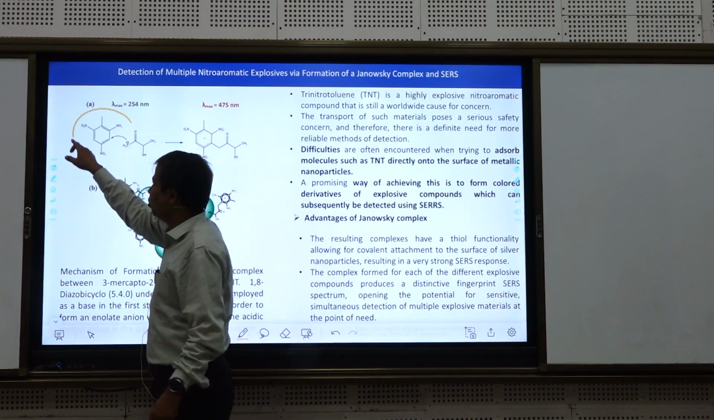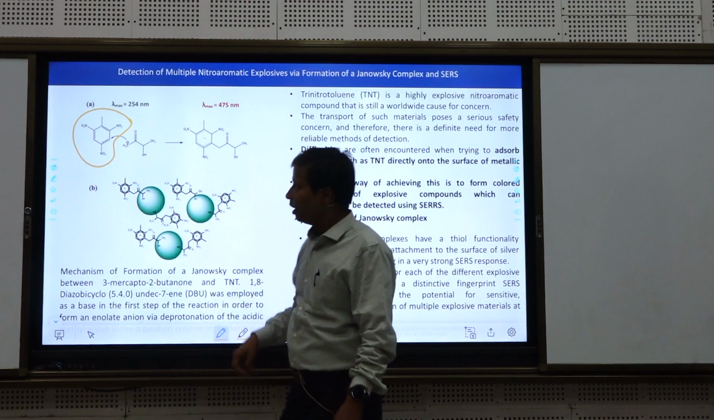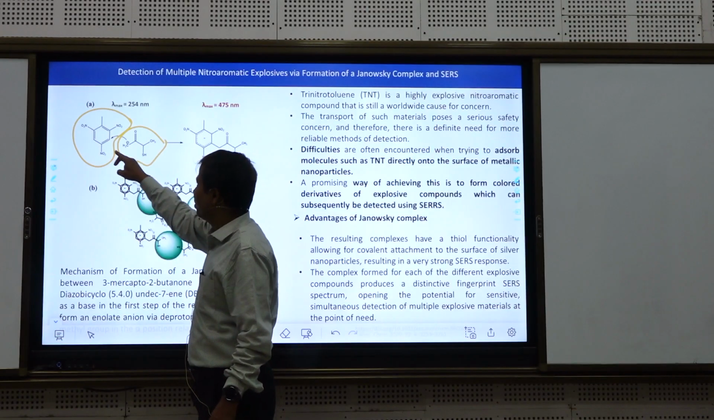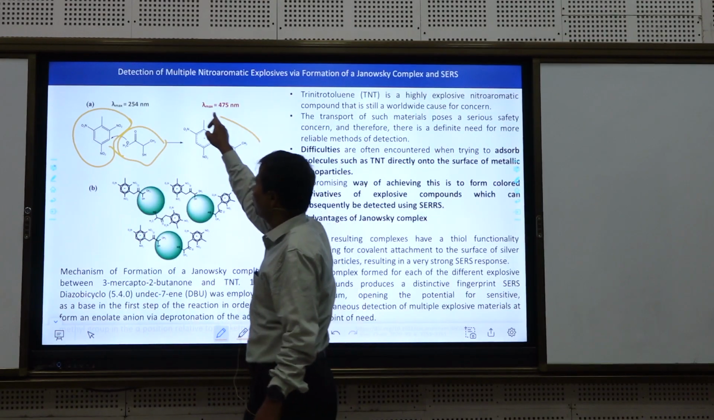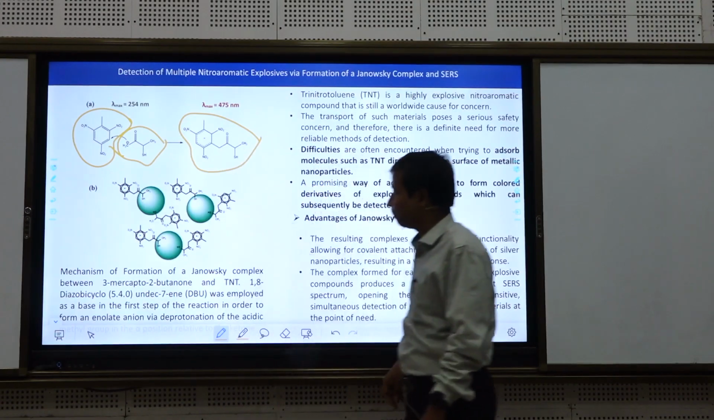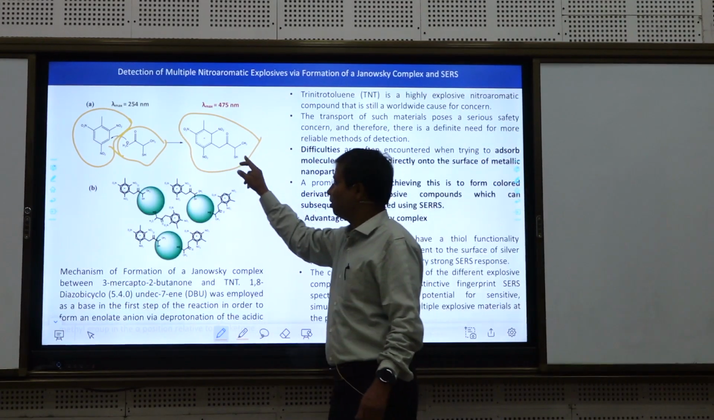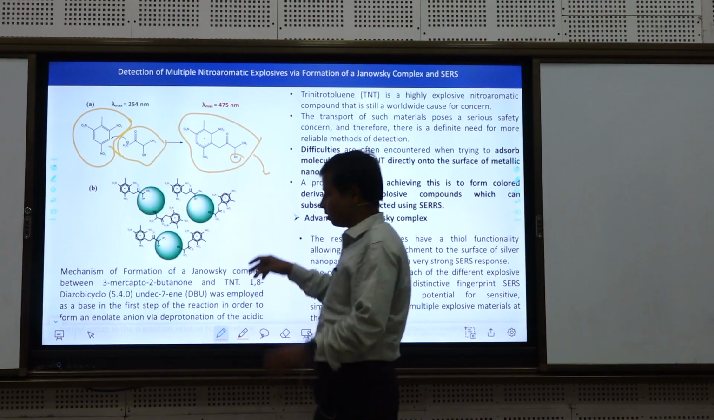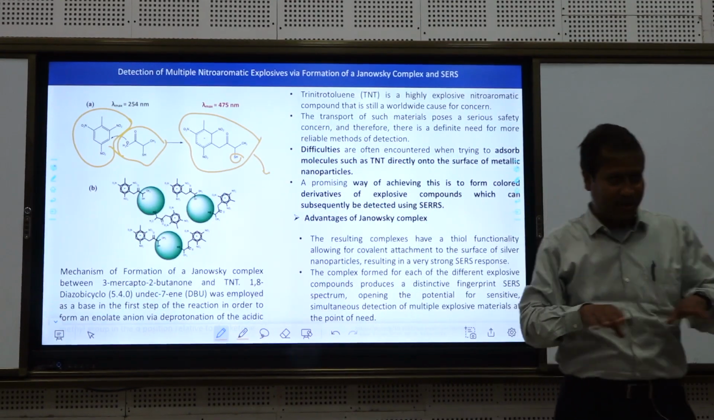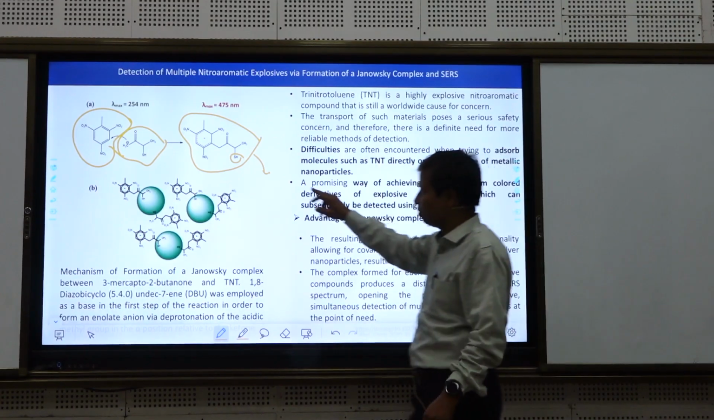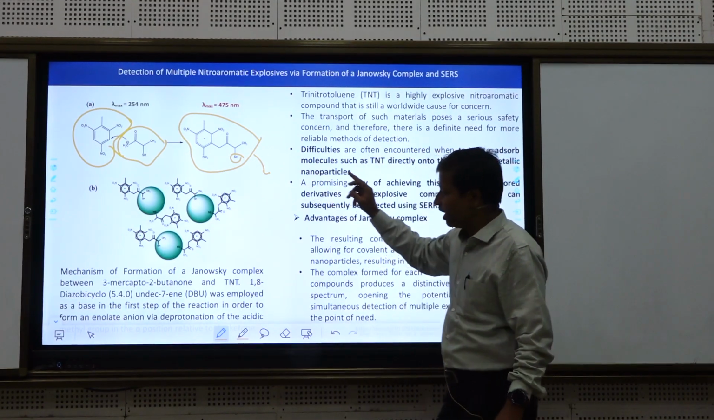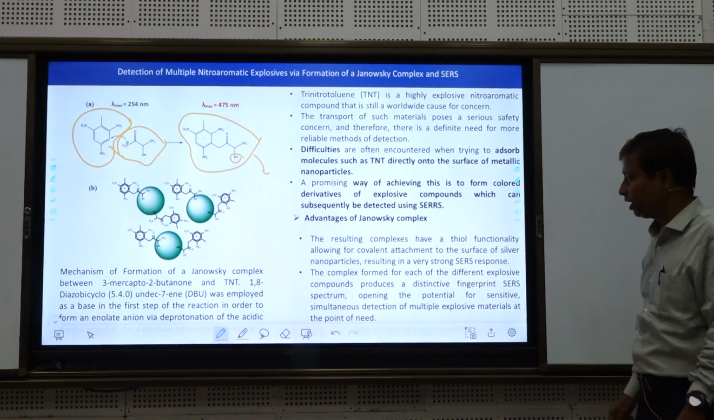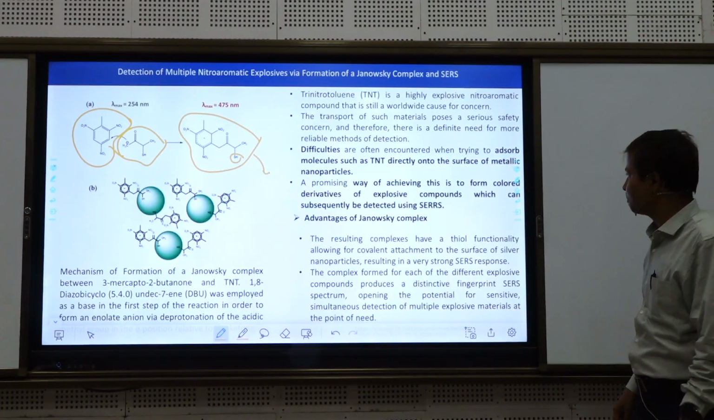So your main molecule to detect is this one, and then you make it react with this kind of enolate. It gives you this molecule, an anion with a thiol, and this molecule you use for the SERS measurement. This molecule is very efficient to make a layer on the metal surface and to detect through Raman spectroscopy.